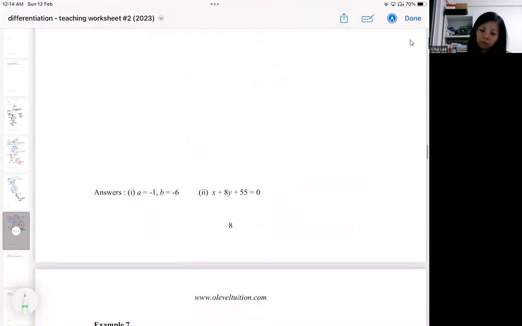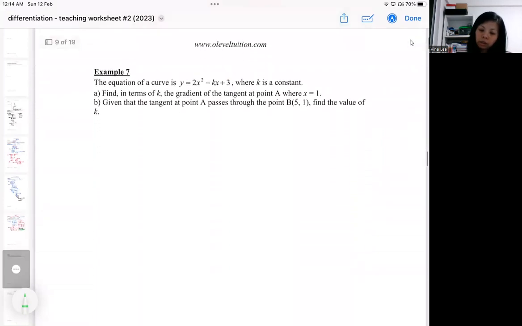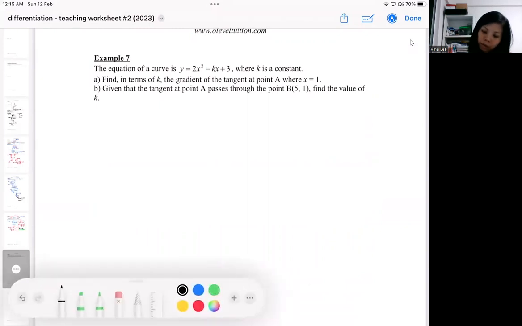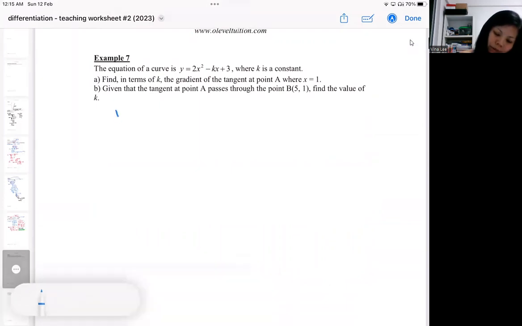Okay, so question 7 is a bit more difficult. It's one of those, example 7. It's one of those questions. Most people can do part A, they couldn't do part B. Okay, so I'm going to visualize it for you first. So, okay, there is a curve here. Okay, and then this is the point A. I only get the X coordinate. I don't have the Y. So this is the tangent.